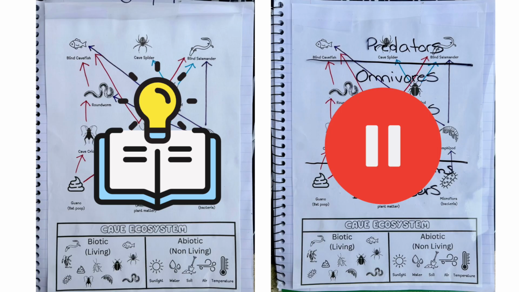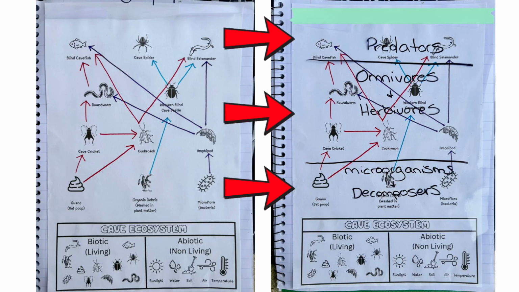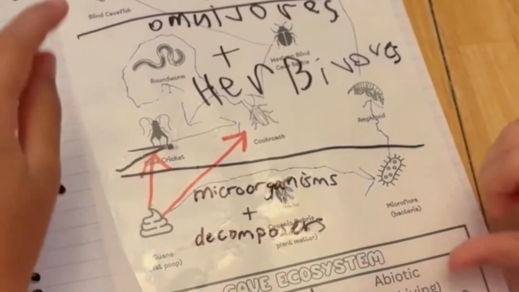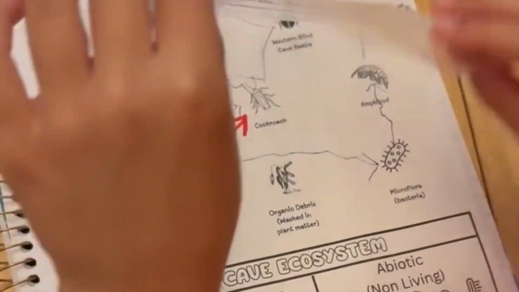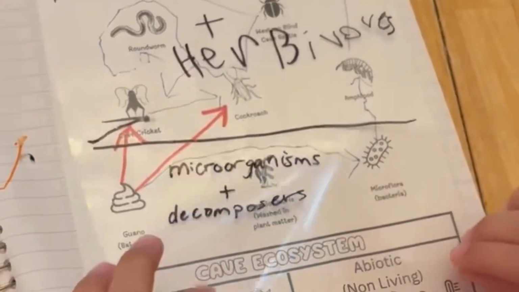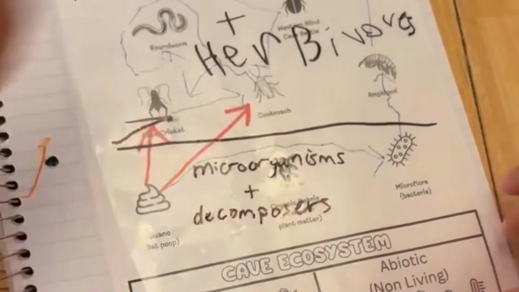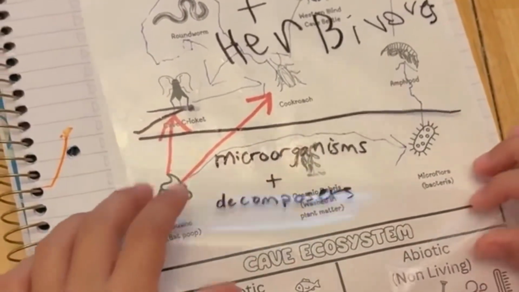Once you are done, tape a clear page on top and then write with a Sharpie the different levels of the pyramid, with microorganisms and decomposers on the bottom, omnivores and herbivores in the middle, and predators at the top. So what we did is we made this paper show what each thing eats and where it gets its nutrients, like a spider web. And watch this.